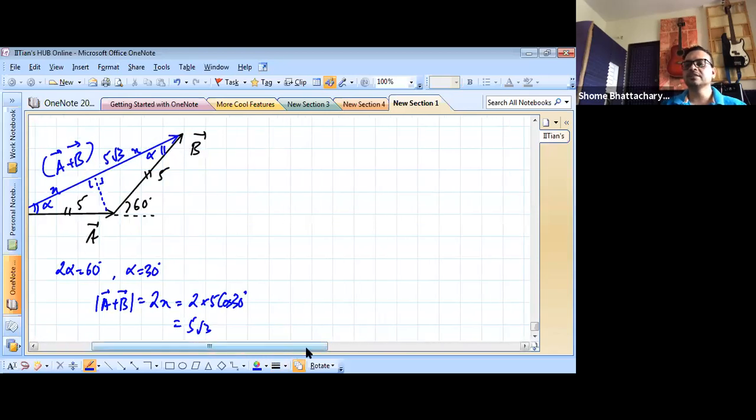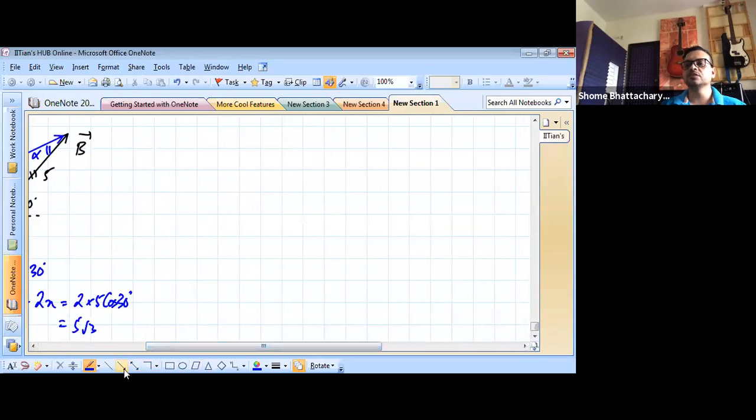Whereas if you're doing the vector difference of these two, now for the difference you'll have to draw the triangle like this. The vector A is the same, 5. But now you draw the vector minus B. So minus B, which vector will it be? It will be like this.